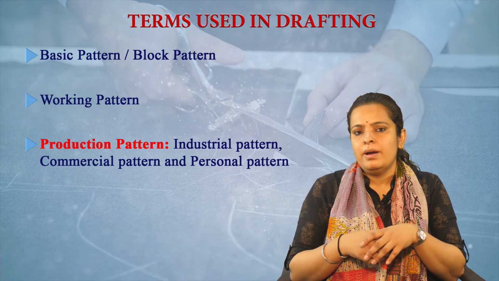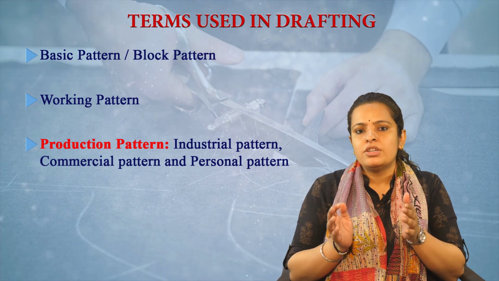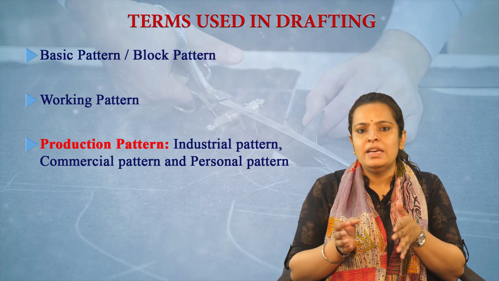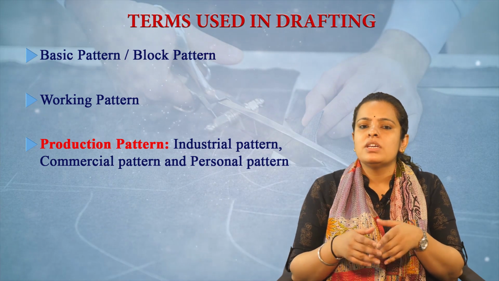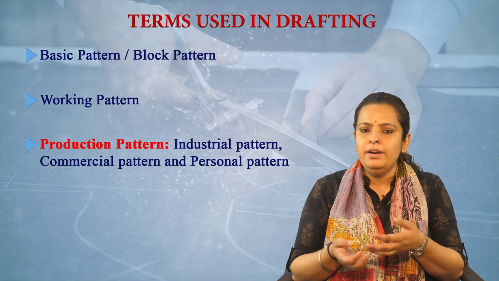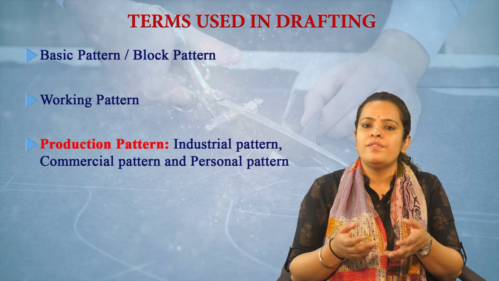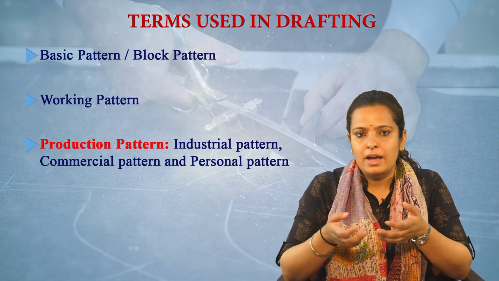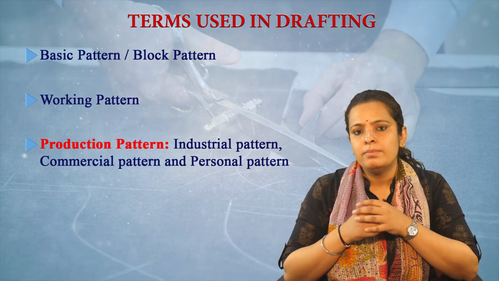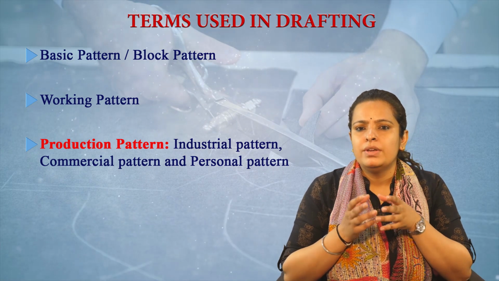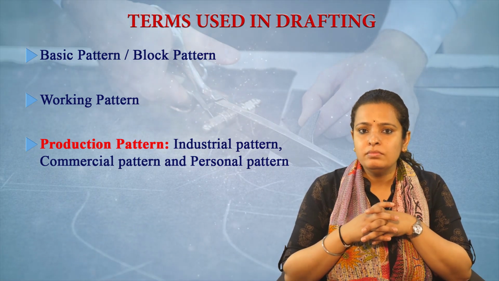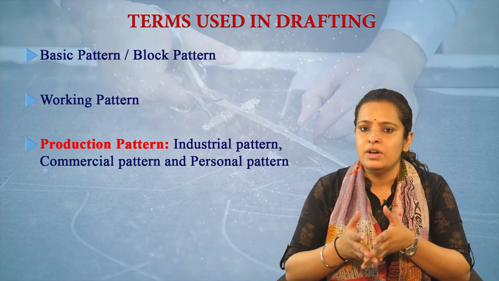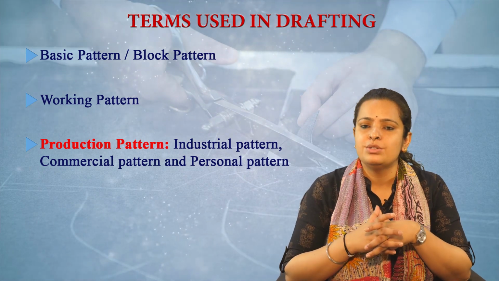Then comes the production pattern. The production pattern is the final pattern, which is given to the production department for developing the final product, which is our garment. We can have three types of production pattern. First, we can have the industrial pattern.